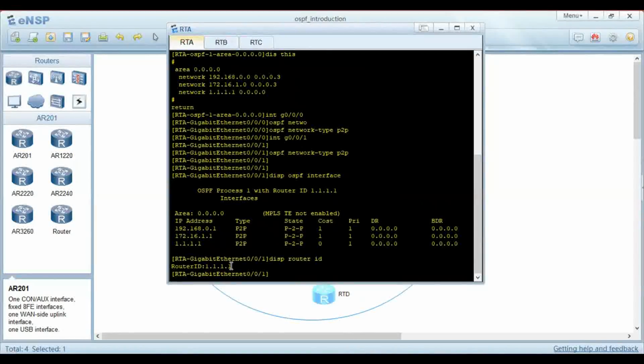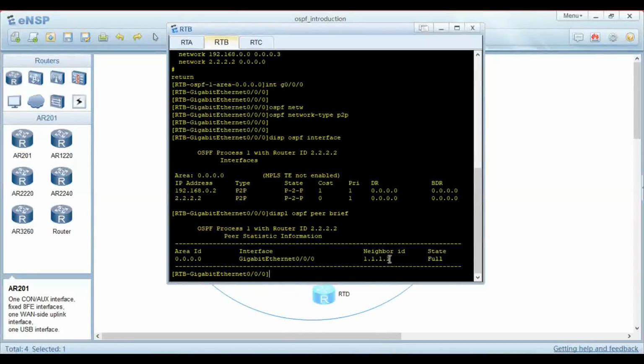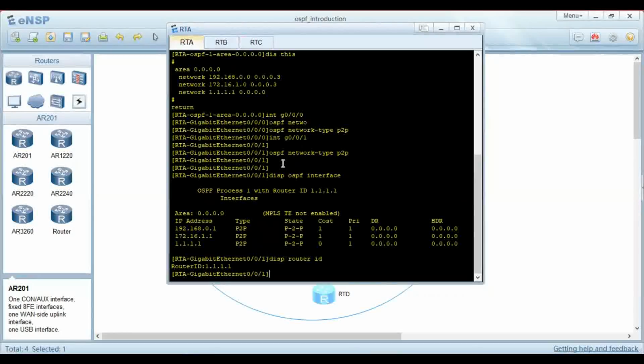You see the router ID is 1.1.1. So this is the router ID. The router ID of RTA is 1.1.1. So this one tells you that we have RTA, router A, as our neighbor, and the state is full. We shall look at this later, but you're seeing there is a neighbor. So if you come to RTA, we should expect the same.